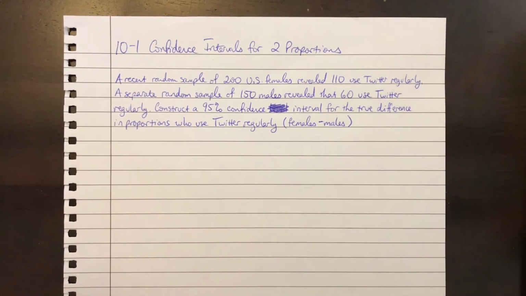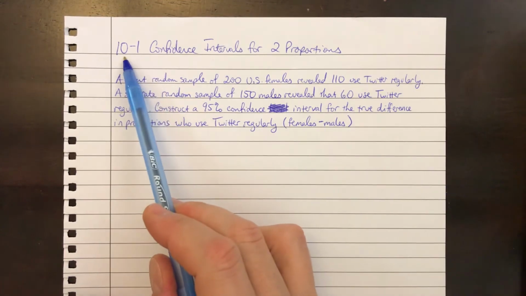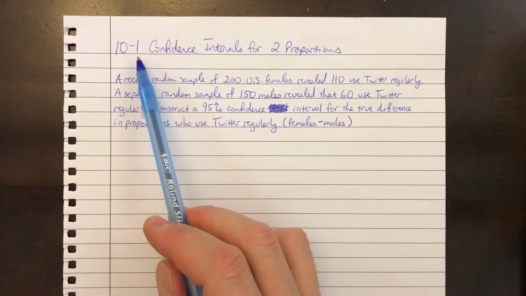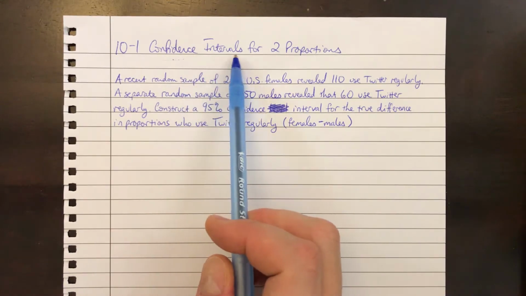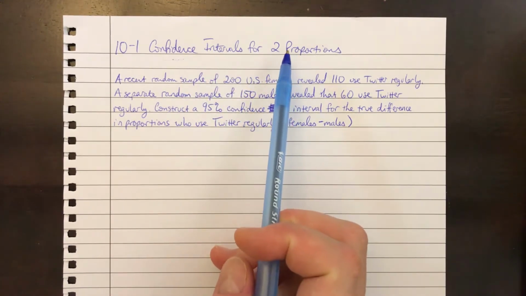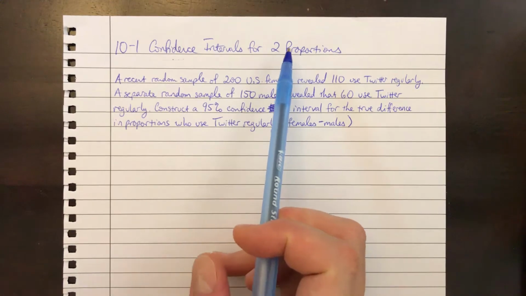Okay, AP Stats fans, our topic for today is section 10-1. This is our second day of this topic, and we're going to talk about doing a confidence interval for two proportions. So before we begin, let me give you your joke of the day.